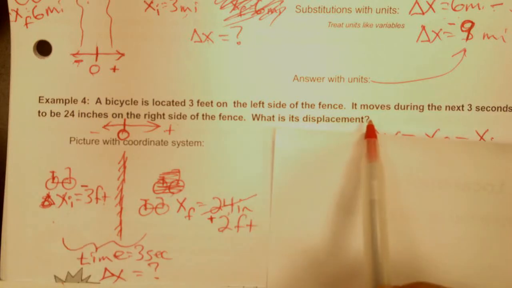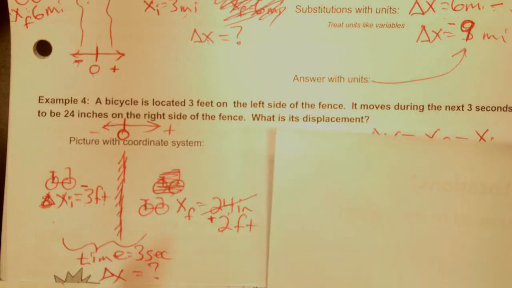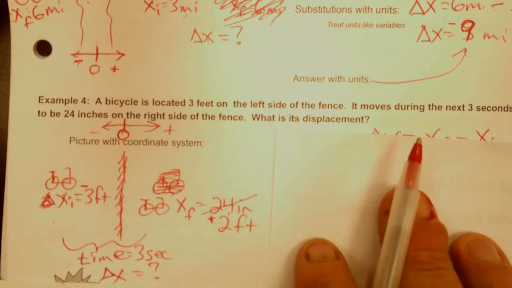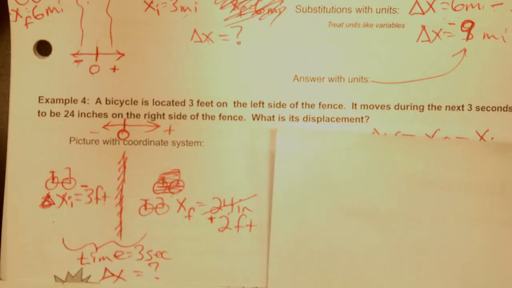And let's see here. It moves during the next 3 seconds, so the time between this is 3. It moves to be 24 inches on the right side. So here's x sub f, final location on the right side, 24 inches. What is the displacement? We're looking for the delta x.